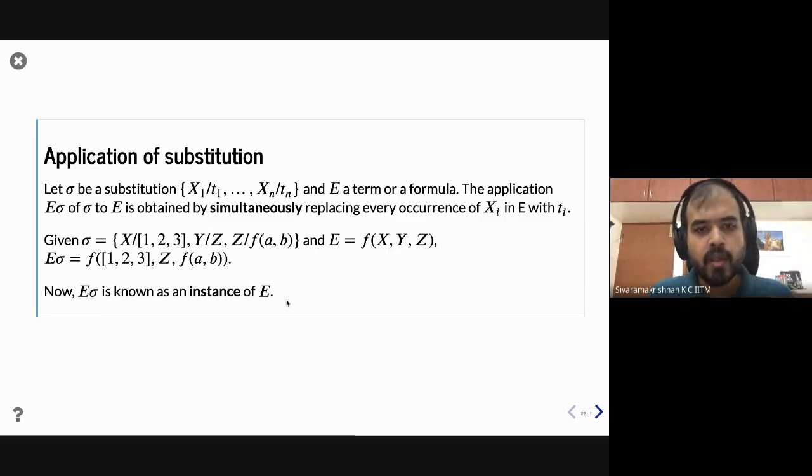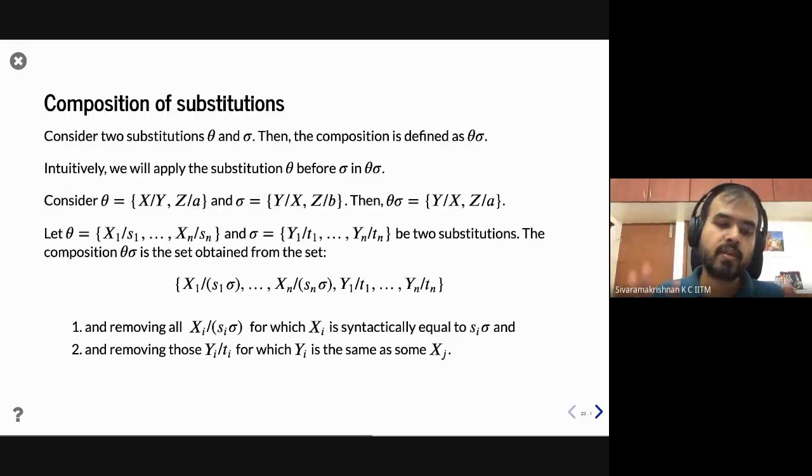So now, because we've applied the substitution sigma to the term E, we've got a new term, which happens to be a specialization of the original term E, right? So the term we will use is, we will call E sigma an instance of E. So E was more general, and we specialized it to E sigma, and we will call E sigma an instance of E. Okay, so that was applying substitutions to terms.